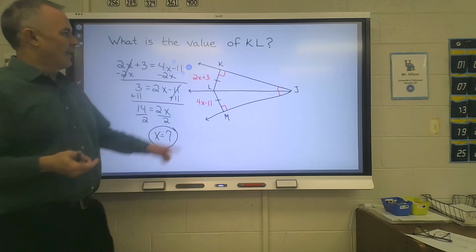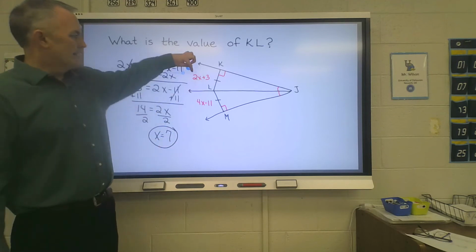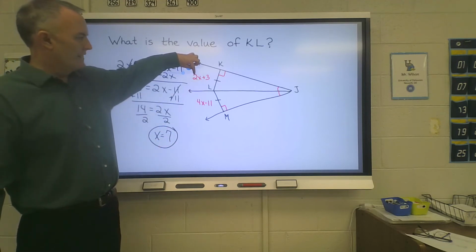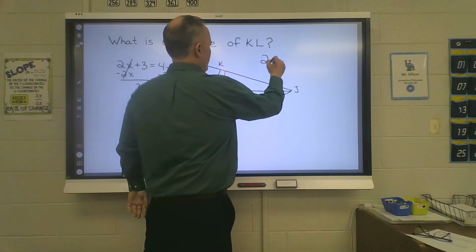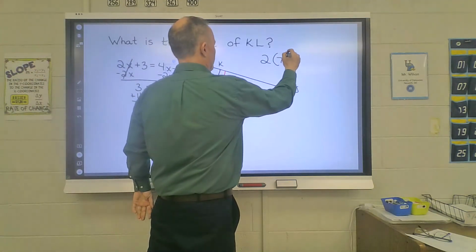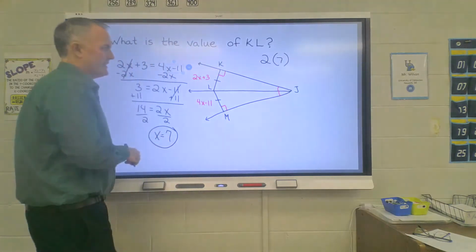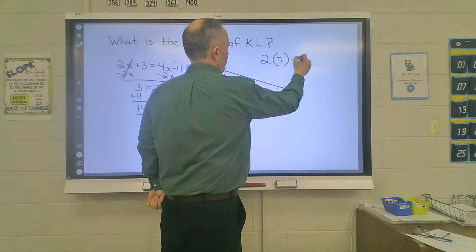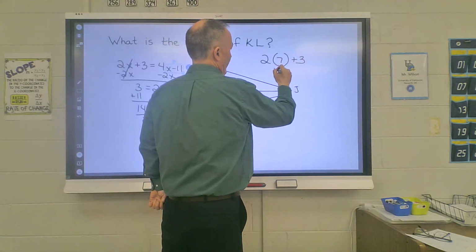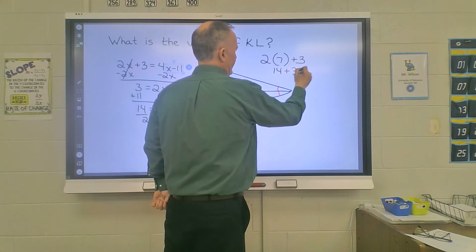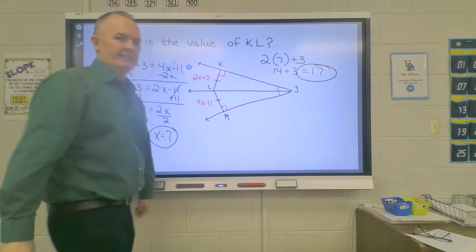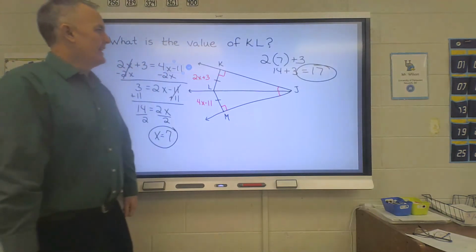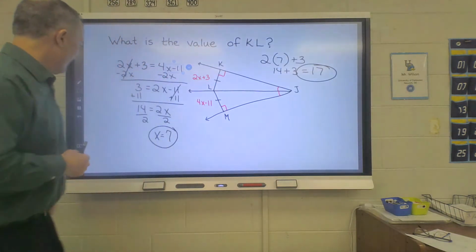But I'm not solving for x, I'm solving for KL. So now I just need to go back up here and plug 7 into 2x plus 3. 2 times 7, because that's the value of my x, plus 3. I get 14 plus 3. So the distance of KL is 17. That's that problem. All right, one more. We're going to do one more problem.